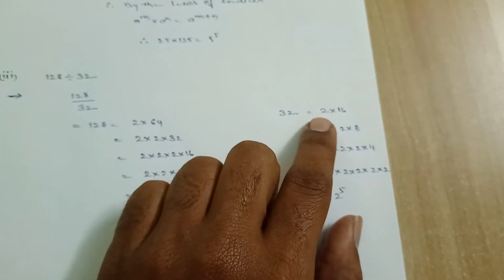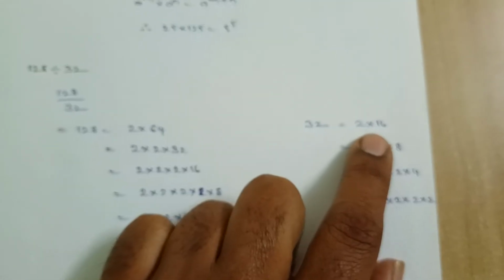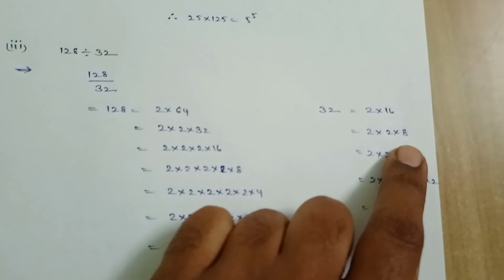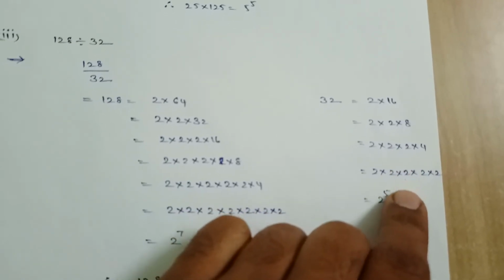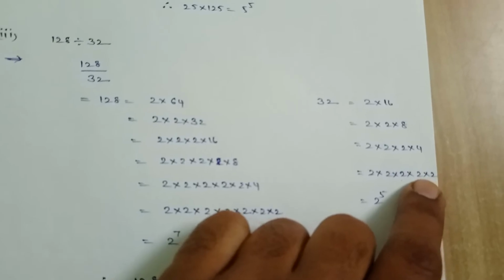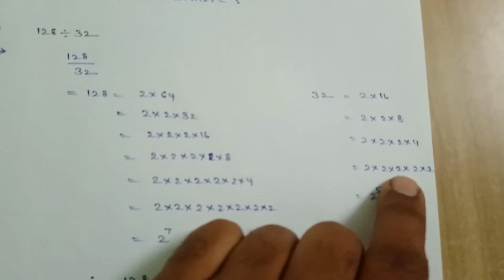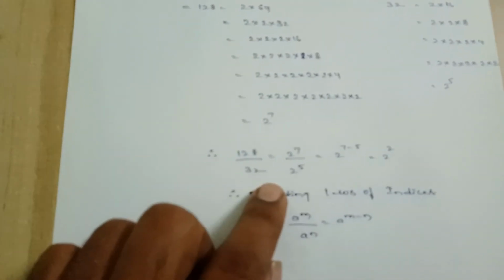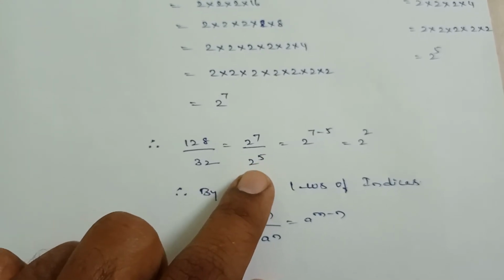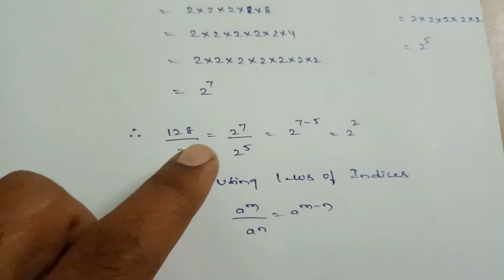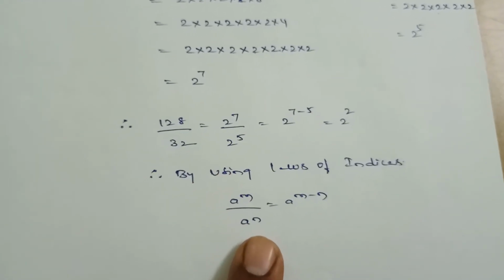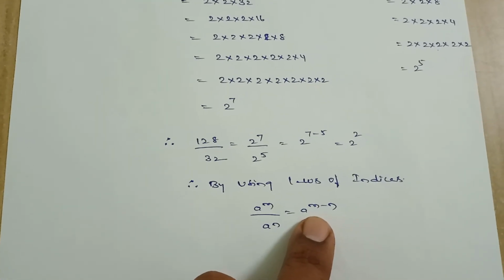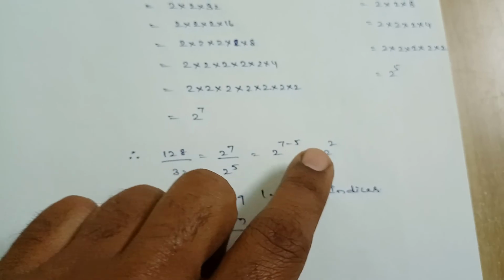Similarly 32 can be written as 2 into 16, okay. So 16 is a composite, convert into prime. So 8 is a composite, convert into prime. Like that I have mentioned here. Here 32 is 2 to the power of 5. Okay. Now write in the question format. 128 by 32 is nothing but 2 power 7 by 2 power 5. So according to the laws of indices, this is in the form of a power m by a power n, that can be written as a power m minus n. So that becomes 2 power 7 minus 5, nothing but 2 square, nothing but 4.